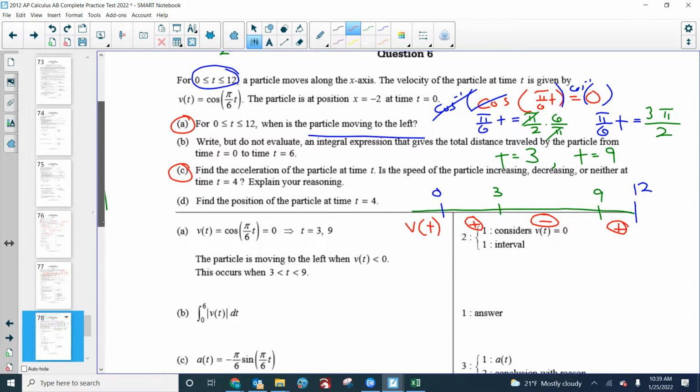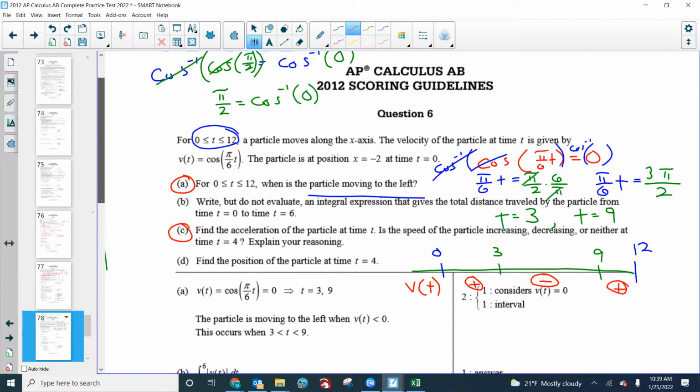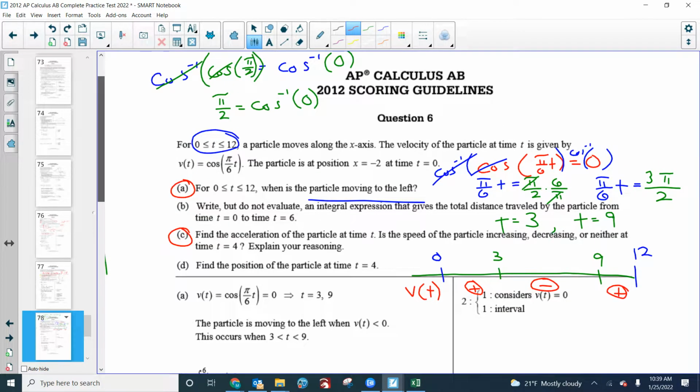Part C. Find the acceleration of the particle at time t. Is the speed of the particle increasing, decreasing, or neither? Okay, so there's a physics application. How many of you have never taken physics? Help me out. Never physics. 1, 2, 3, 4. All right. I'll try to explain it 2 ways then.